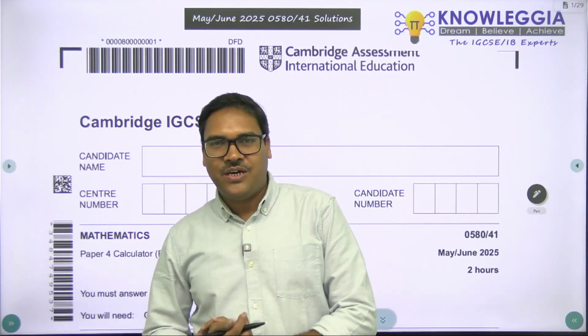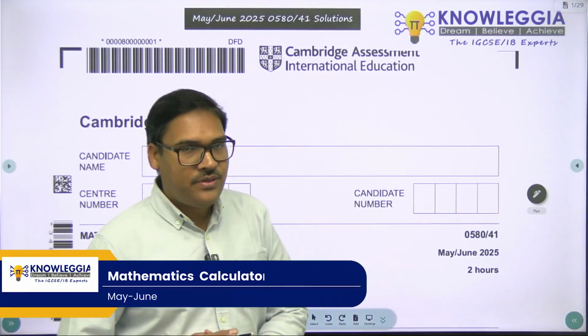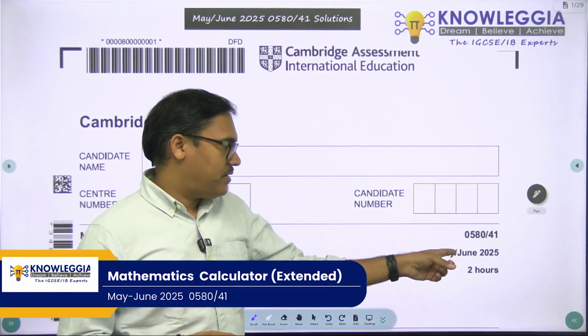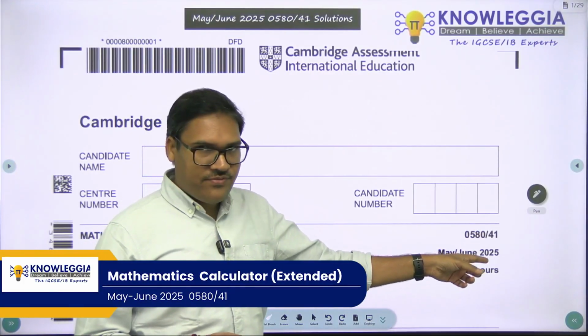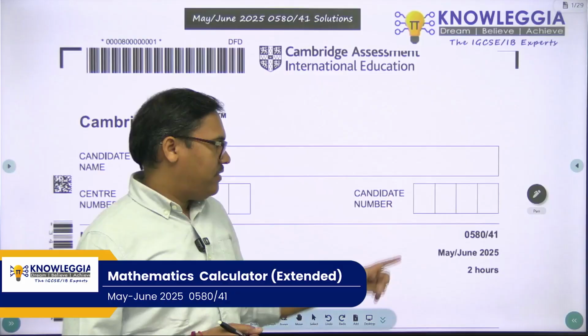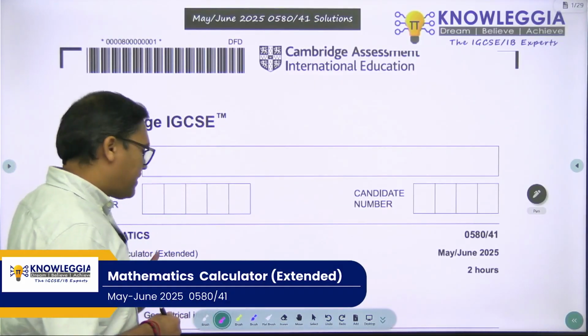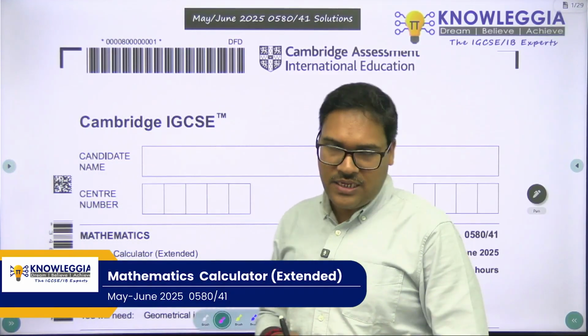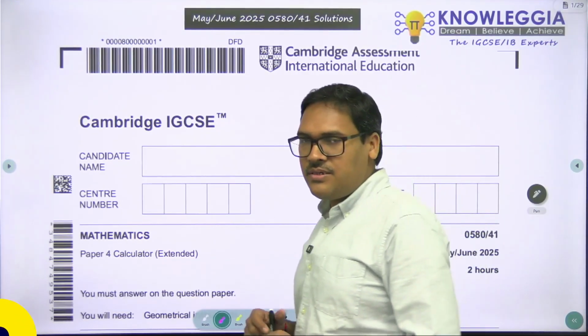Hello everyone. So now in this video we are discussing the next paper, that is the solutions of paper May June 2025 board number 41 580 extended paper. This is the calculator paper, so you are allowed to use calculator. Basic instructions remain.